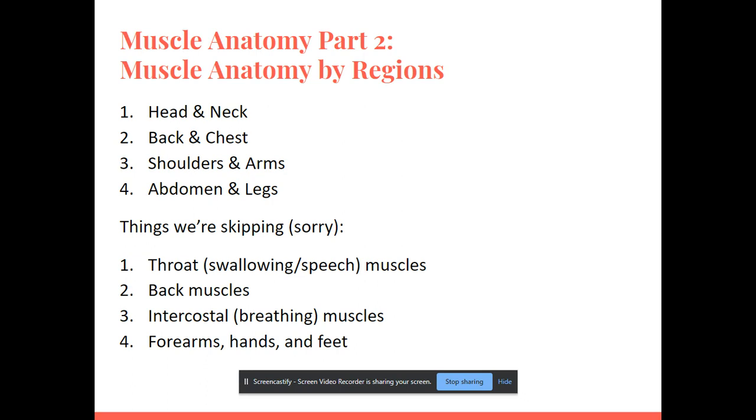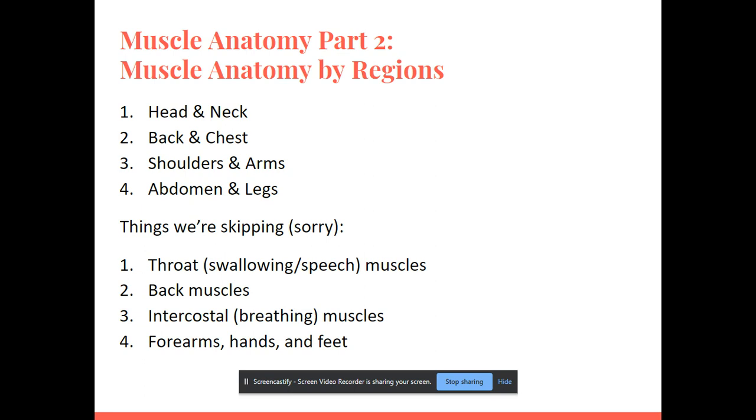So we are going to focus on four areas. We're going to start today with the head and neck, and then we're going to do the back and chest. And then the next video, we're going to learn all about the shoulders and arms. And in the final video, we'll learn about our abdomen and our legs.